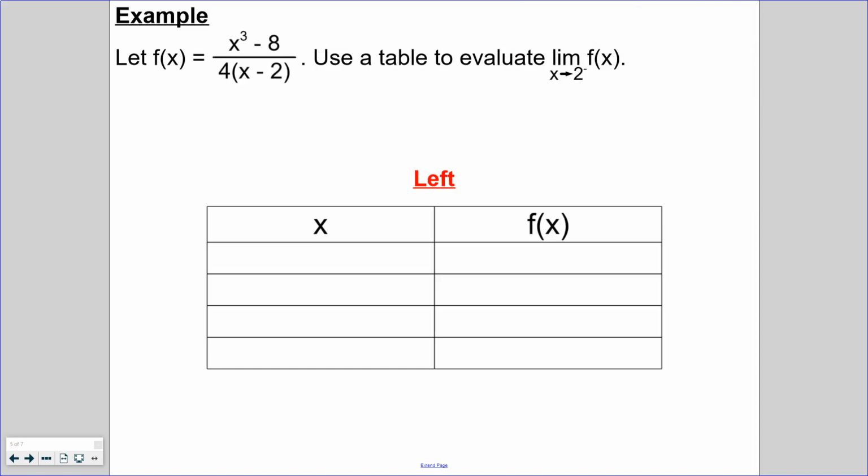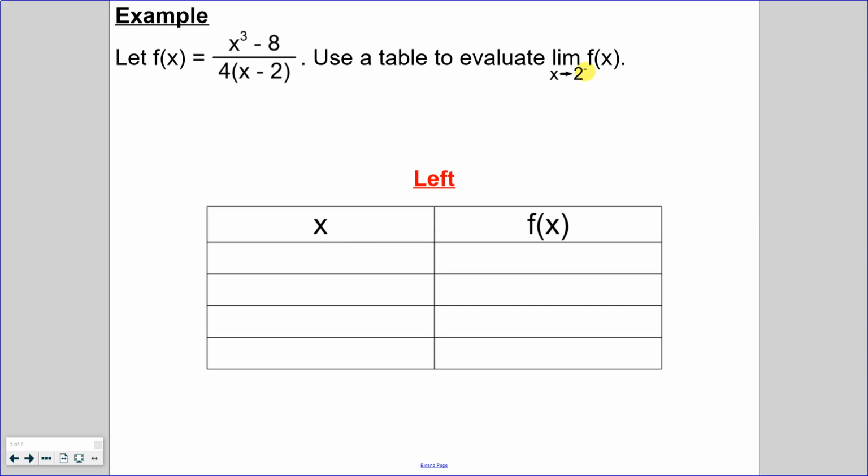Alright, so now our next example is worded a little bit differently, and you might notice there's only one table instead of two. So let's investigate why that might be. So here we want to let f of x equal x cubed minus 8 over 4 times the quantity x minus 2, and we want to use the table to evaluate the limit as x approaches 2 from the left. So again, this one only uses one table, because we're just trying to evaluate this one-sided limit. So we only need one table here, and it is from the left.